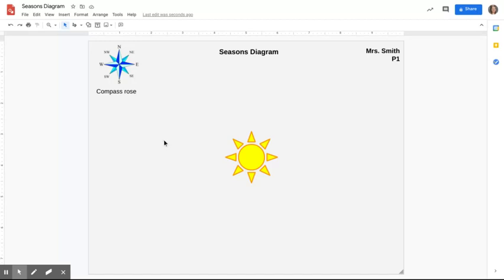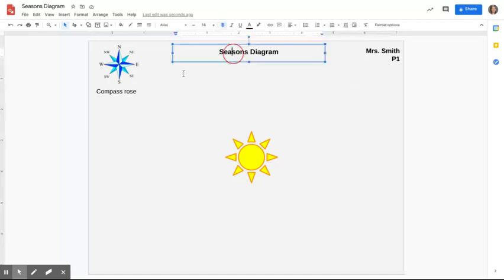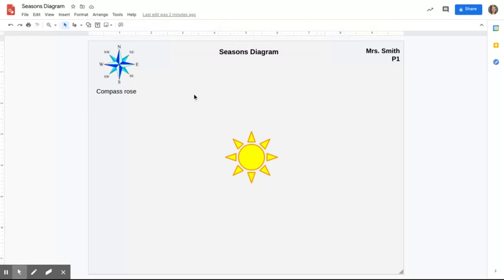So the first thing that you're going to do is write a title at the top of your paper. I'm doing this online, but I want you to do this on paper, please. So you are going to write down seasons diagram on your piece of paper. Then you need to write your first name and your last name in the top right-hand corner along with the class period.